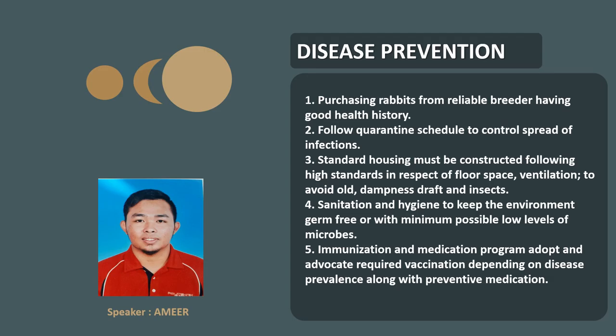The house must be constructed following high standards in respect of floor space and ventilation, to avoid all dampness, draft and insects. 4. Sanitation and hygiene. Follow appropriate sanitation and hygiene measures to keep the environment germ-free or with the minimum possible level of microbes. 5. Immunization and medication program. Adopt required vaccination depending on disease prevalence along with preventive medication.